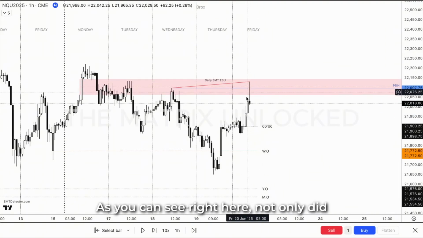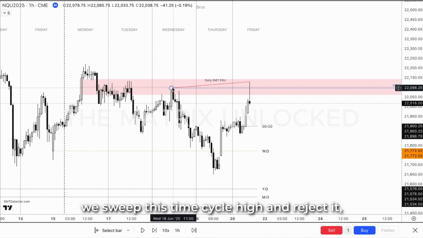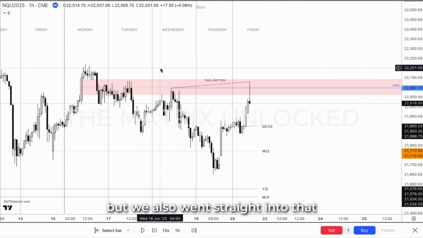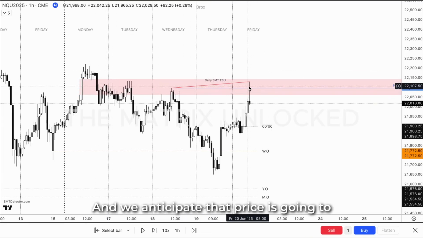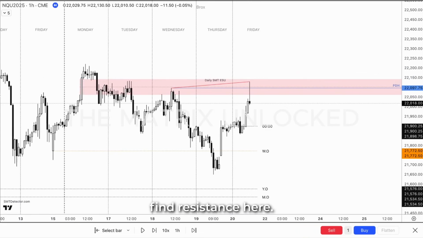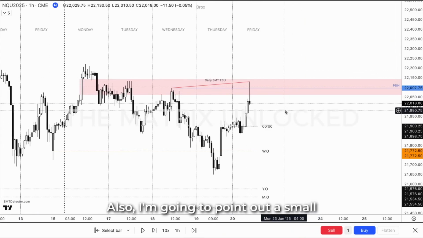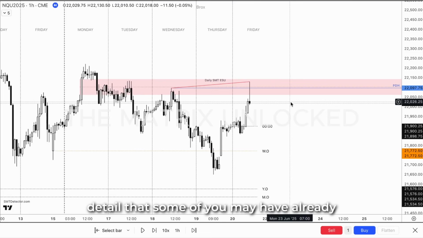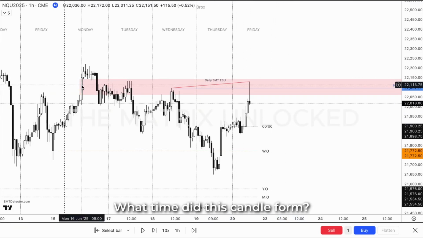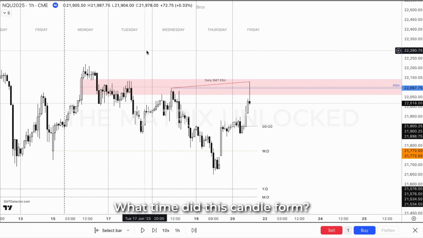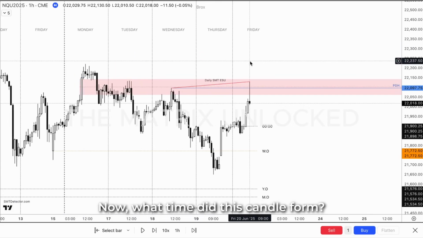As you can see right here, not only did we sweep this time cycle high and reject it, but we also went straight into that array of interest right here, and we anticipate that price is going to find resistance here. Also, I'm going to point out a small detail that some of you may have already seen as I've drawn this box out. What time did this candle form? Now, what time did this candle form?